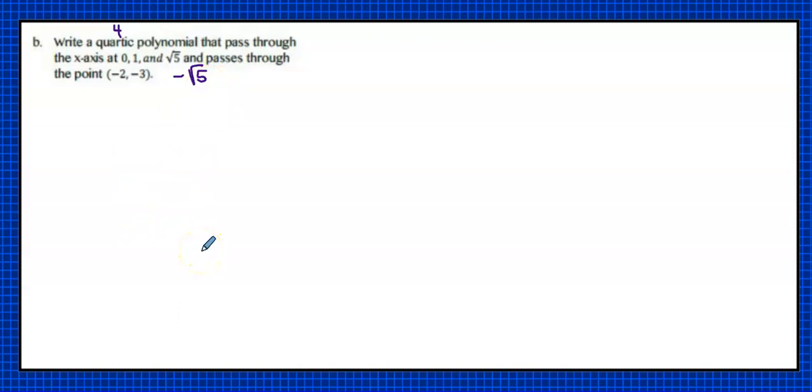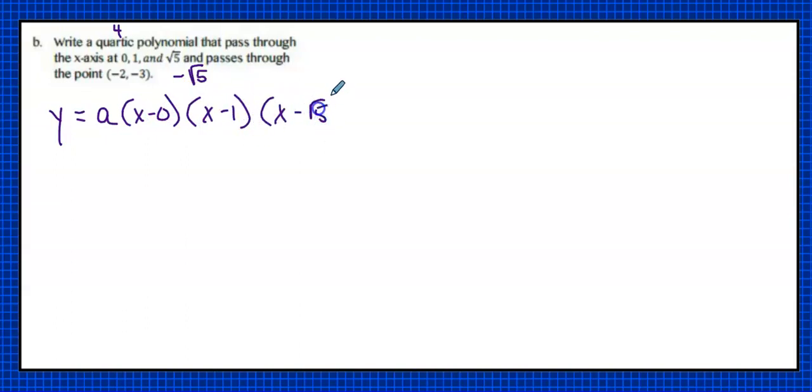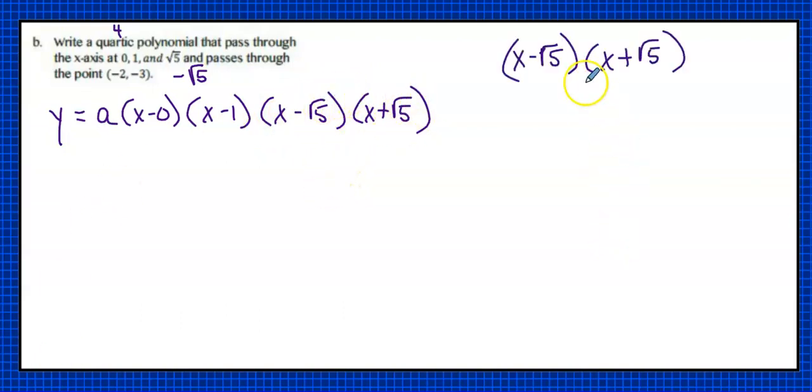So what I have to do is I have to figure out what the a value is. But I'm going to have to change it to standard form before I can figure out the a value. So what I need to do first is write it with the a value unknown. So I'm going to do x minus 0. I think it's easier to keep up with. x minus 1, x minus root 5, and x plus root 5. So I'm trying to find out what the a value is here. If I go ahead and multiply these conjugates together, then I can get something that's easier to work with than this irrational number. Okay, so let's do that part over here.